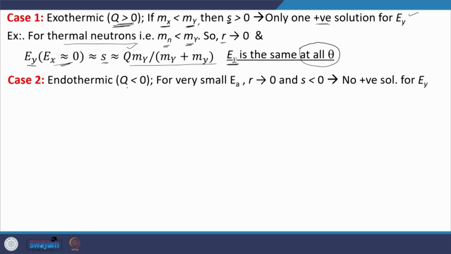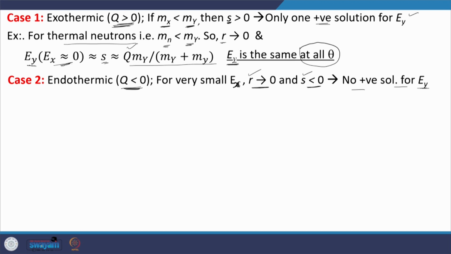All right. Now, let us go to the second case, that is, if the Q value is less than 0, that is endothermic. Considering the same thing, the projectile energy Ex is very small. In that case also R tends to 0, but S is less than 0. I have already shown you what S and R are in the previous slides. So, there are no positive solutions for Ey. No positive solution for the ejectile energy.